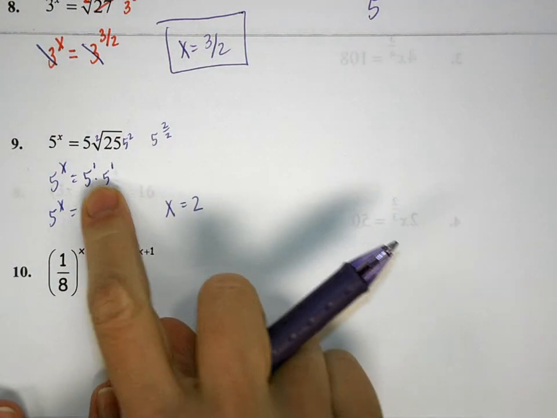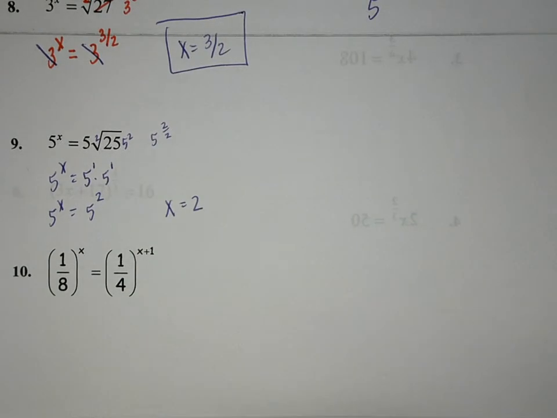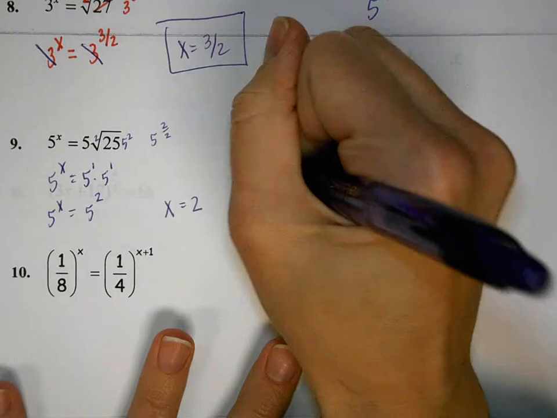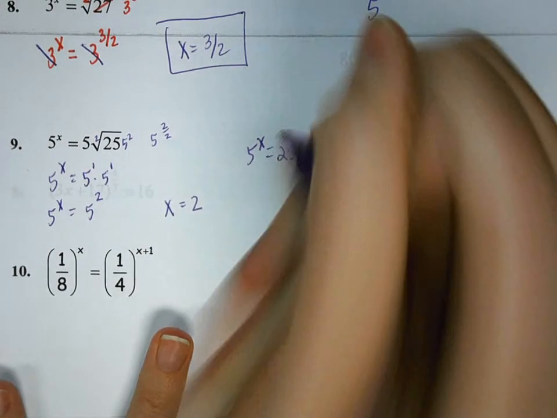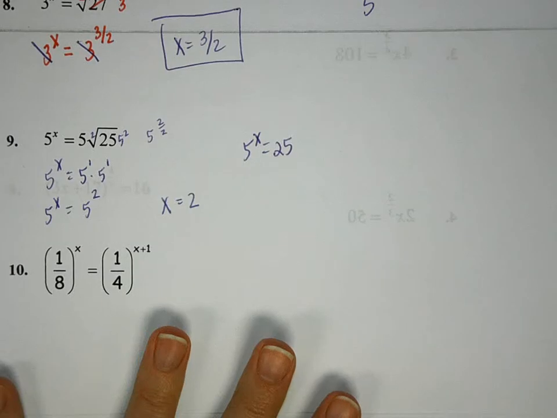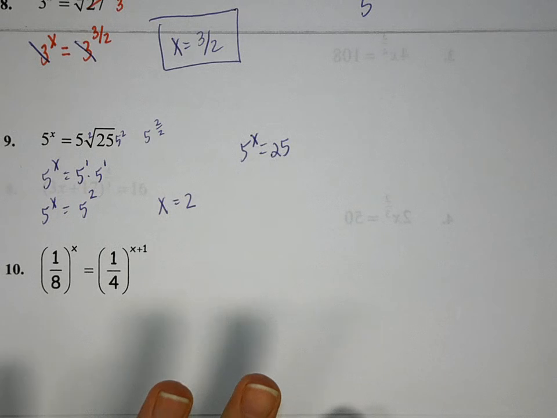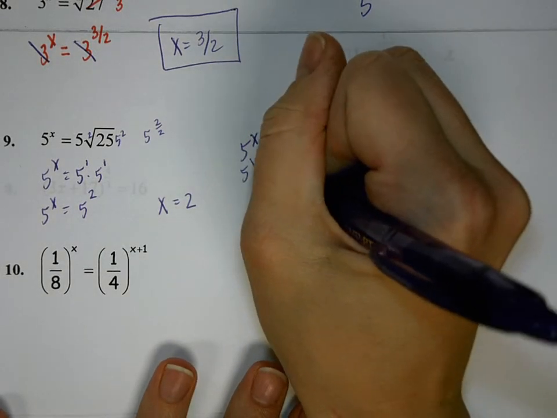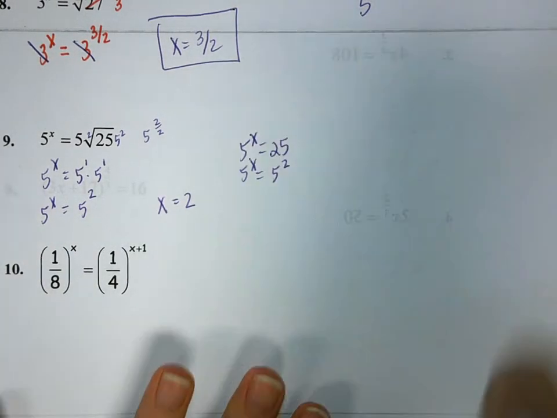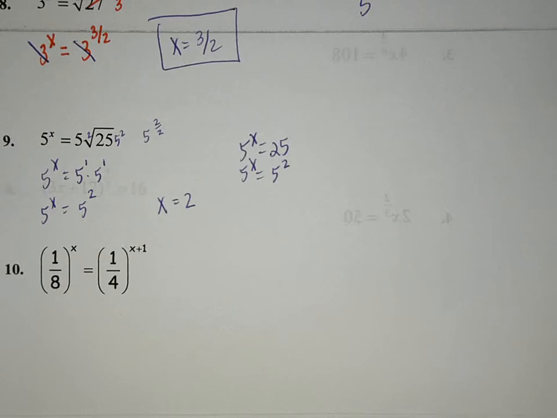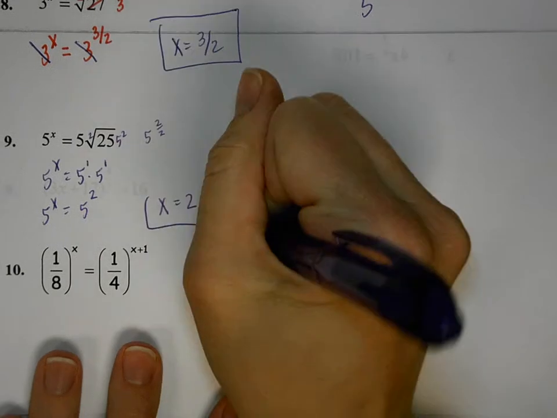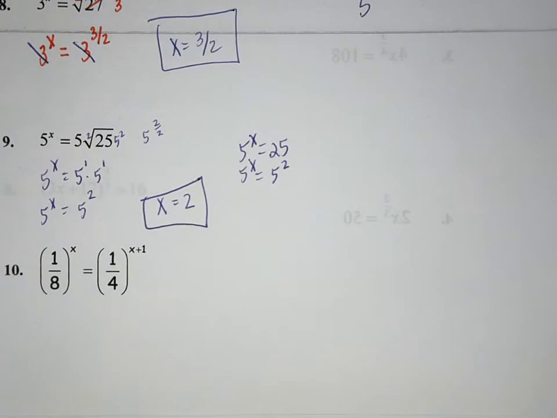Another way is if you multiplied this, 5 times 5 is 25. So you had 5 to the x equals 25. Well, again, you would need to write 25 as a base 5, and you know that 25 is actually 5 to the second. So you'd still get 2 no matter which way you do it. Okay. You guys can do 8 through 10 on your own.